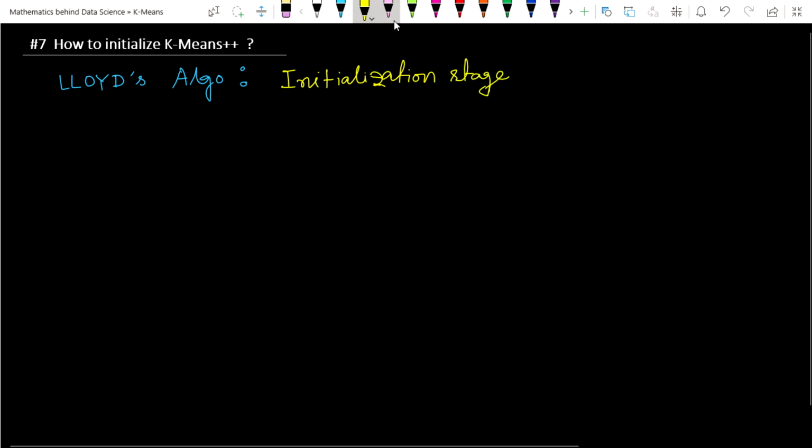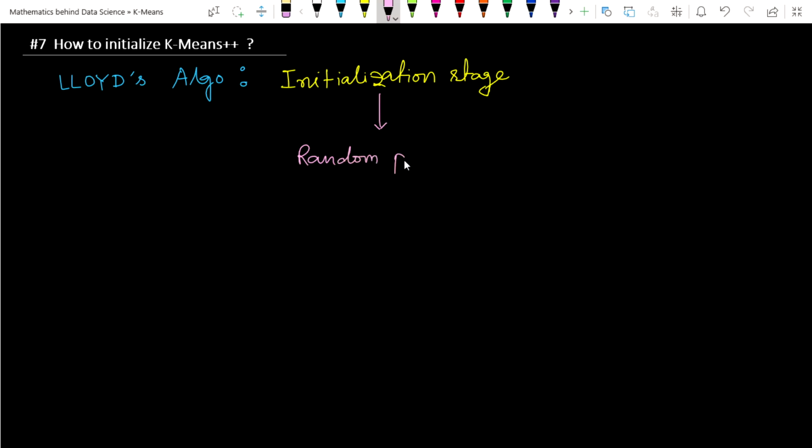So what are we doing in this step? In this stage, we have to pick random points. If we have taken k as our hyperparameter, then we randomly pick k points from the data set D.